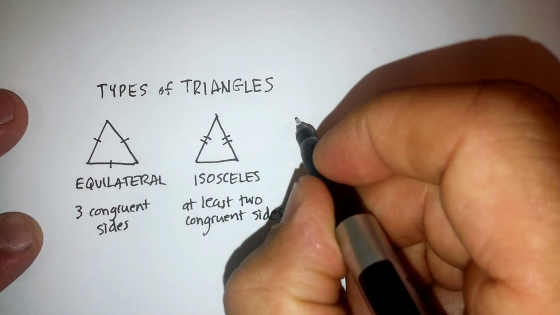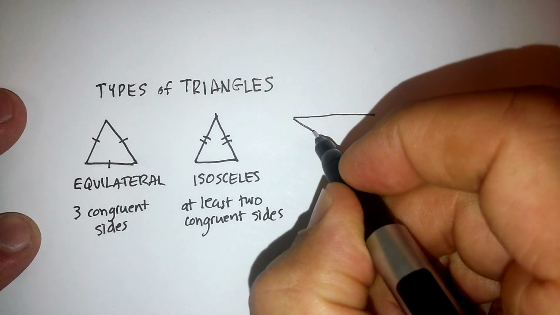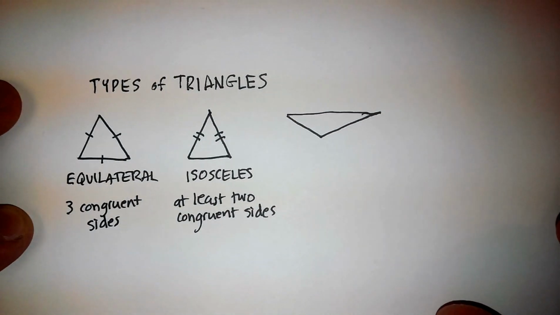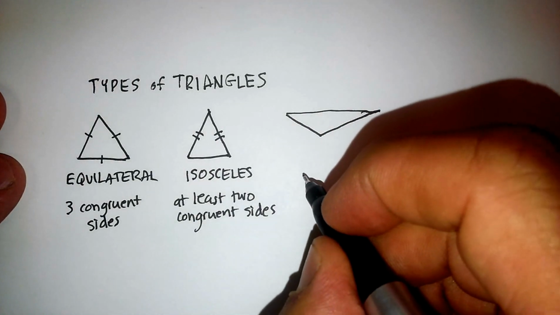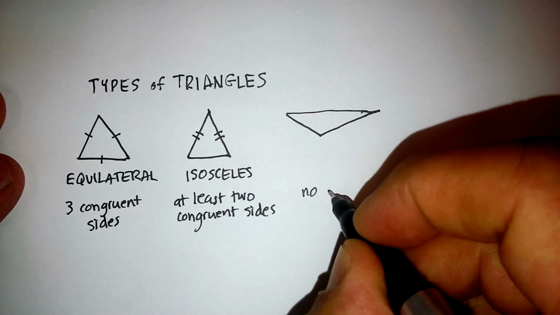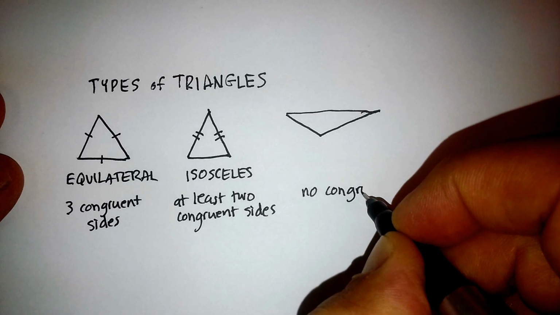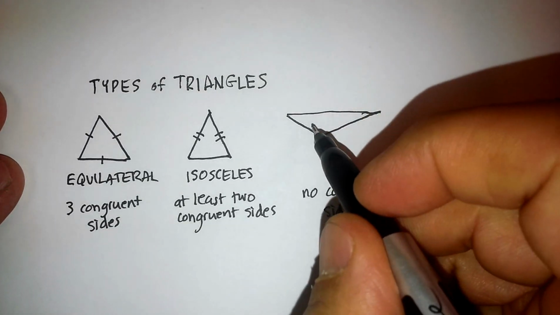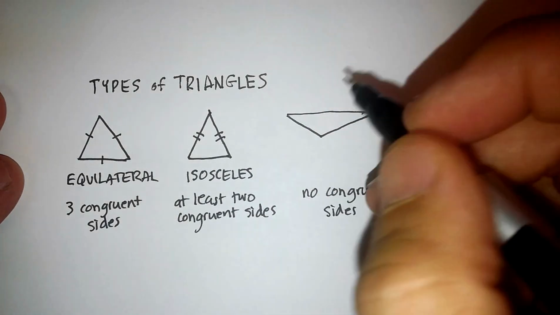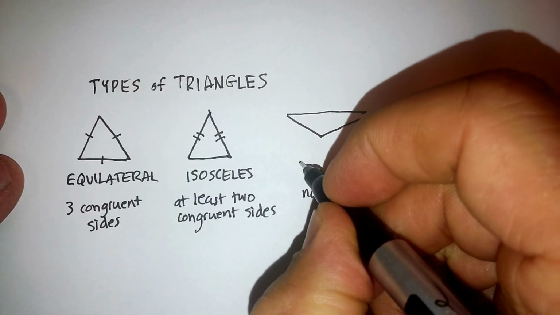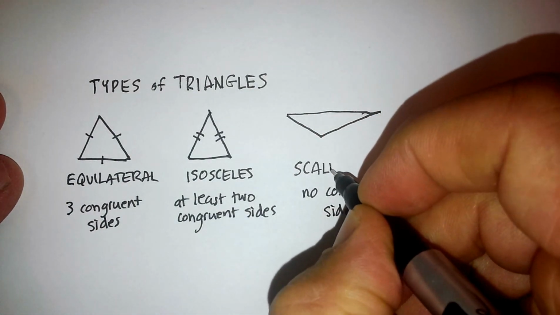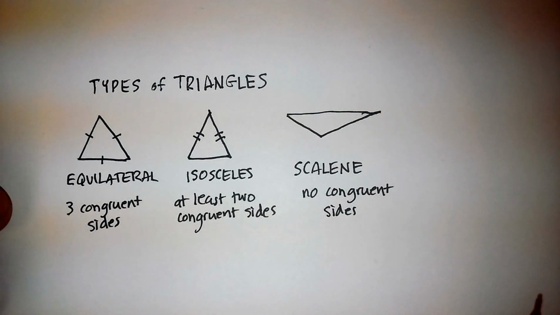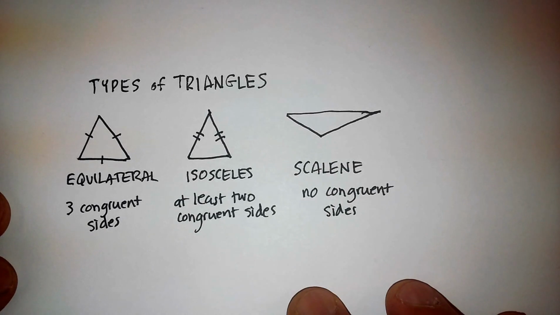Then you have this kind of a triangle here. Let's see if I can do this correctly. There we go. And this one has no congruent sides. Okay, no congruent sides. So I'm not going to put any of these little marks here. Actually, and this would be called a scalene triangle. Okay. So let's move to the next one.